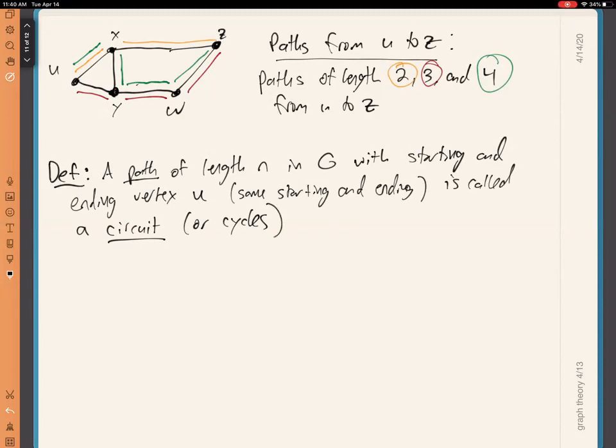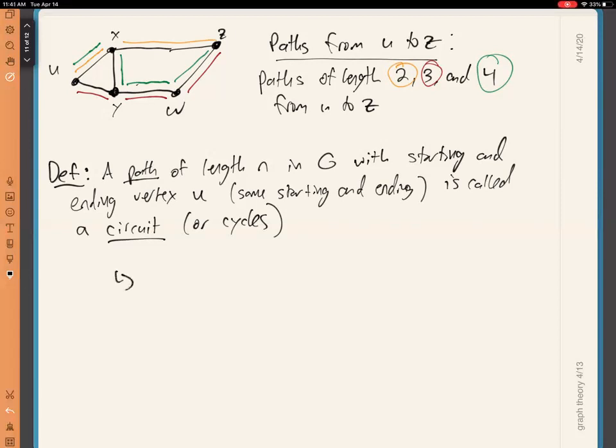So for example, in the picture I just drew above, there is a cycle from U to itself. I ignore the middle edge, and I just travel, for example, from U to Y to W to Z to X to U. And so this is a circuit of length 5. The length is the same notion as the length of a path. So a circuit is just a particular type of path where the ending point happens to be the same as the starting point.